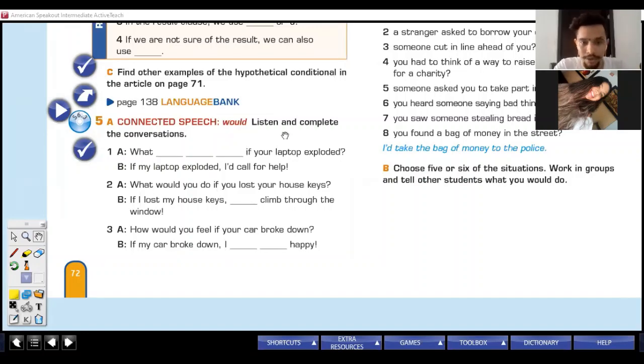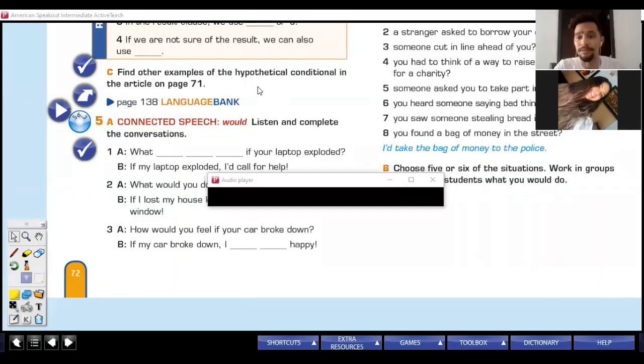So this is it. Right now you're going to have this listening. As you can see, you're going to listen and complete the conversation. We have 3 pieces of conversation, and you are just going to fill in the blanks by listening to the audio. First, I'm going to play the audio, and you're going to tell me whether you can hear it or not, all right? So let's get started then. Now, let me see. Here. Tell me if you can listen to it, please.